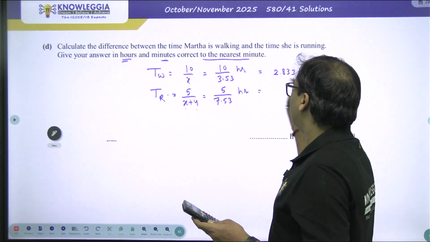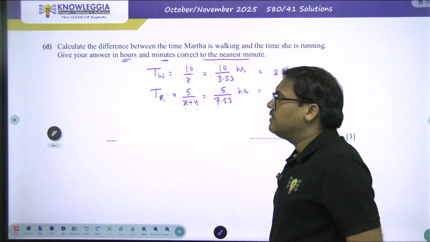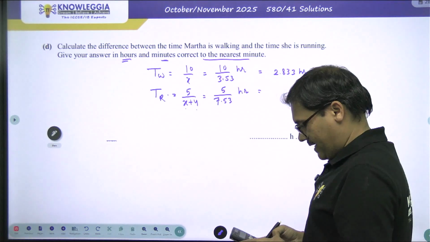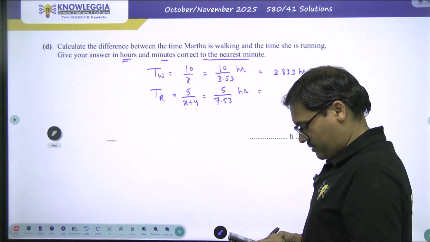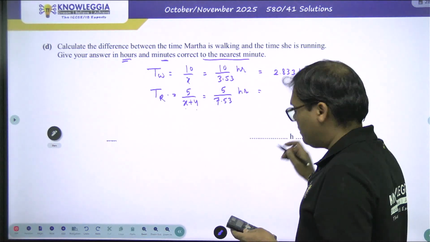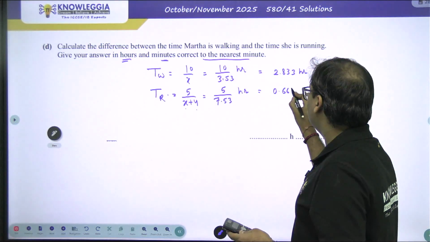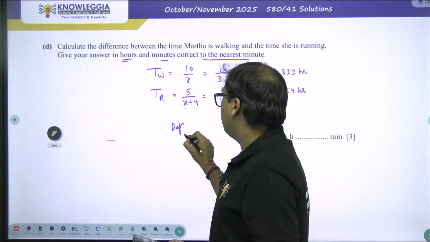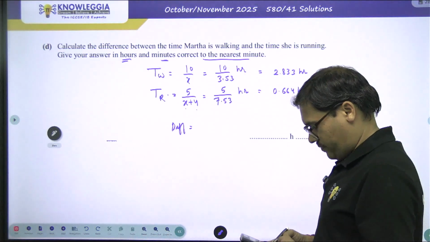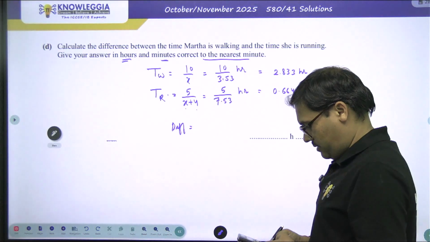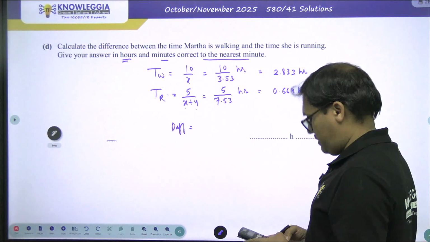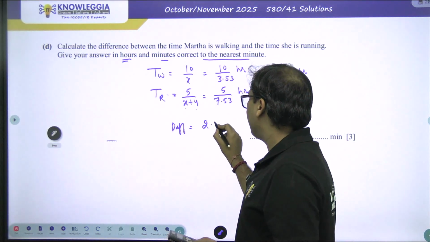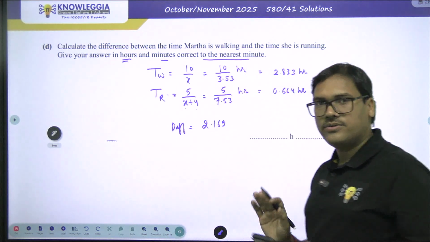Why am I taking this to 3 decimal places? Because ultimately you have to round. You can write the answer to the nearest minute, so we'll see what that value is. This is 5 divided by 7.53, which is equal to 0.664 hours. So what is the difference? The difference will be equal to 2.833 minus 0.664, which is 2.169. Now this is clear.